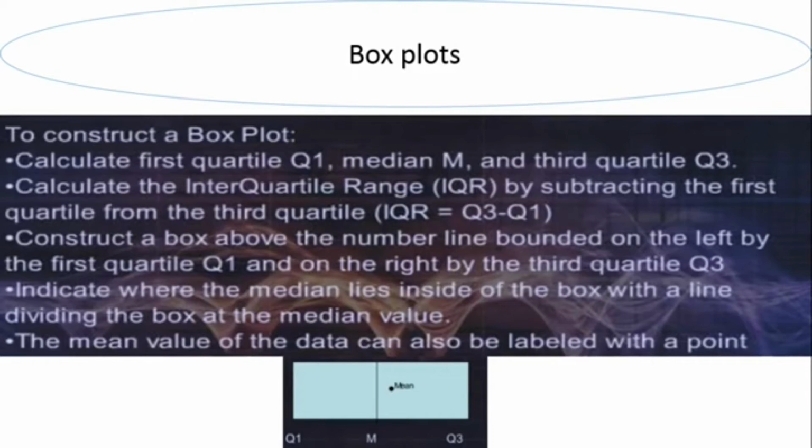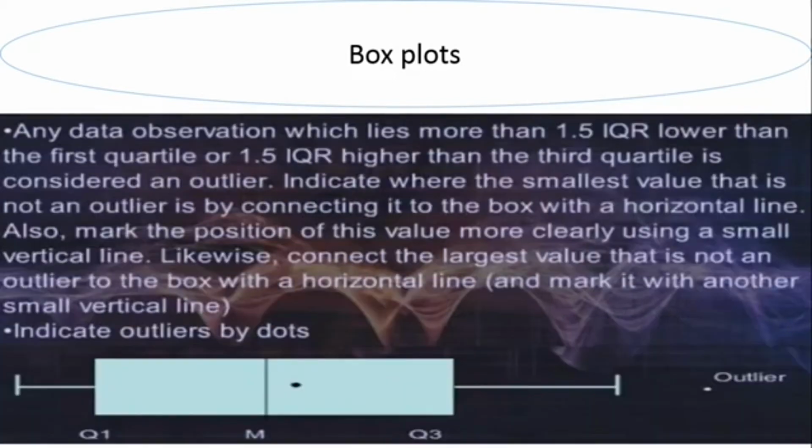Any data observation which lies more than 1.5 interquartile differences lower than the first quartile, or 1.5 interquartile differences higher than the third quartile, is considered an outlier.